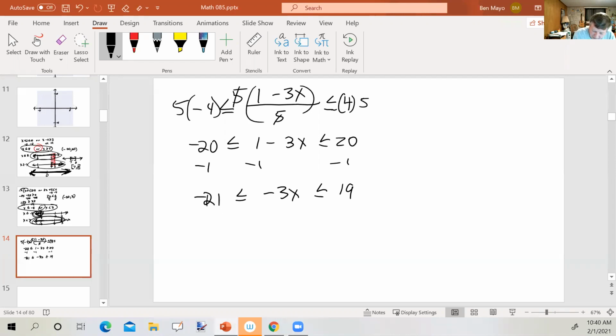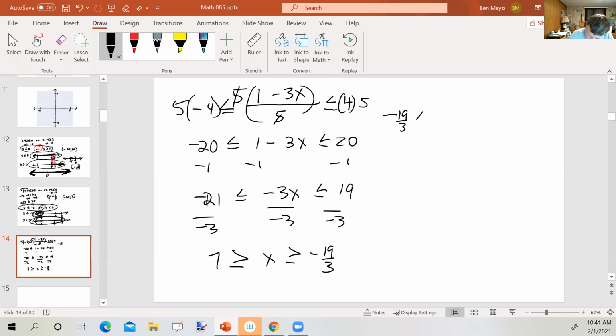Then I'm going to divide everything by a negative 3. So that's going to give me what? 7 greater than or equal to x greater than or equal to negative 19/3. Okay, but I want to write this from smallest to largest, so I'm going to rewrite it: negative 19/3 less than or equal to x less than or equal to 7. So that's what my solution looks like before I put it in interval notation or graph it. Okay, any questions so far?